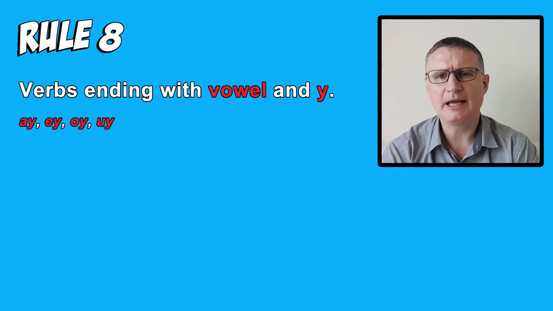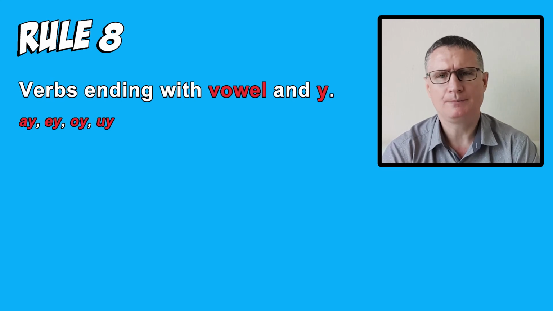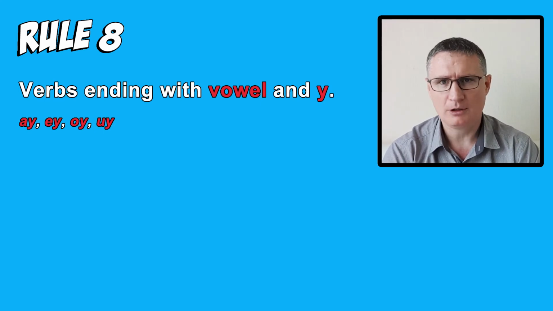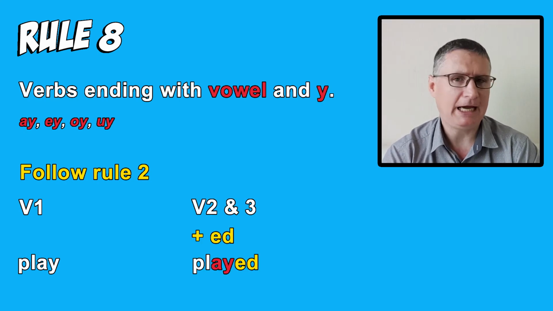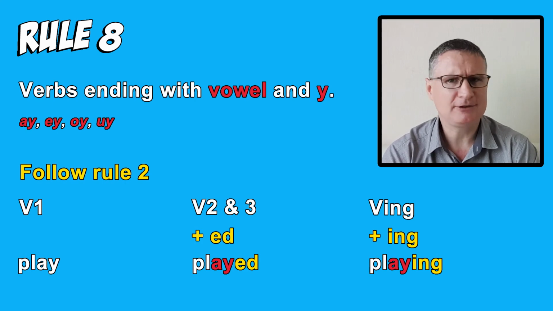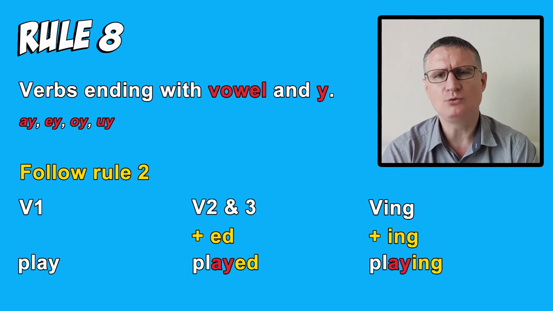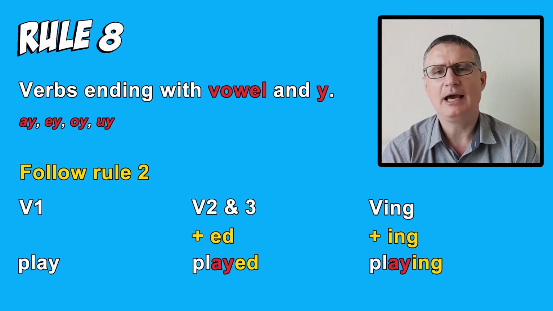Now the last one is my exception 3, that will be Rule 8. Those are words that end with a vowel and a y. So that will be ay, ey, oy, and uy. These ones, I simply follow Rule 2. I do not follow Rule 4. For example, play. All I do is add the ed or the ing. If I follow Rule 4, it means the y has to change to an I and then add the ed. So I cannot do that. So I simply follow Rule 2. So it is played and playing. So played and playing.